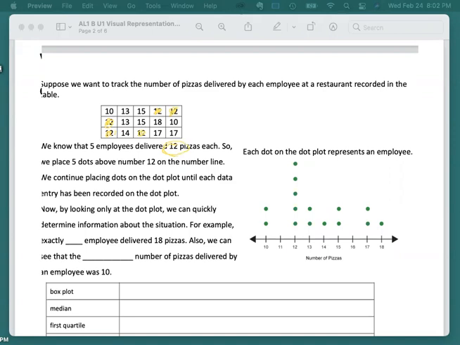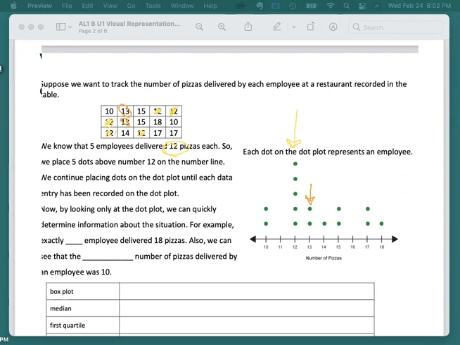5 times. So if we look at this right here, there's 5 dots above the 12 because 12 was counted 5 times. So all a dot plot is doing is counting how many times each number is counted and then putting that many dots above the number on the number line. So if I were to count the number 13, there's 2 13s. So right here above 13, there's 2 dots.